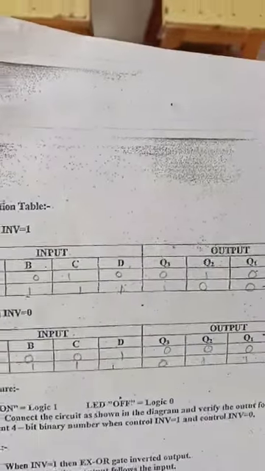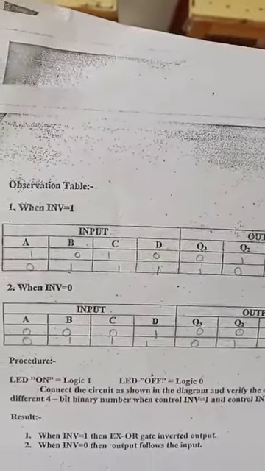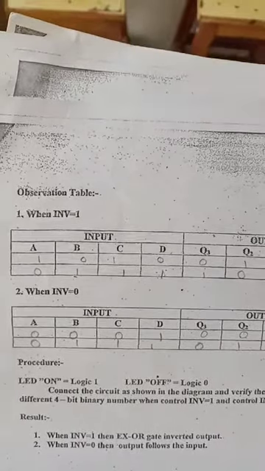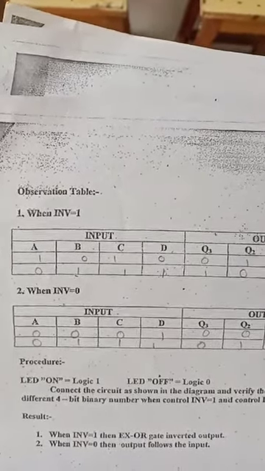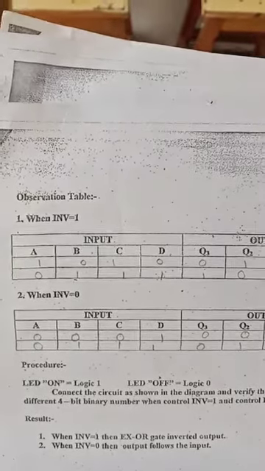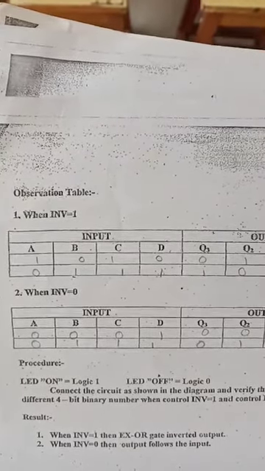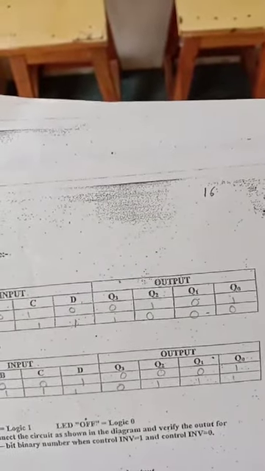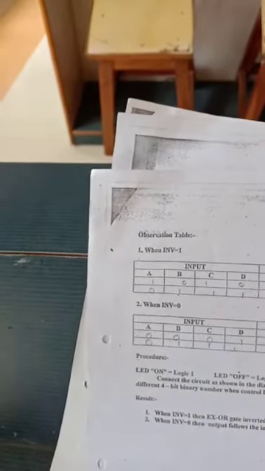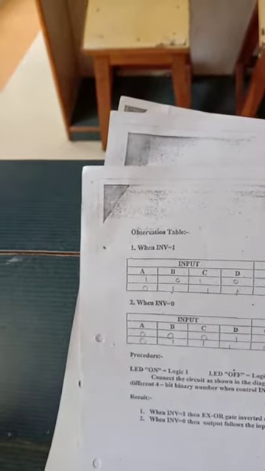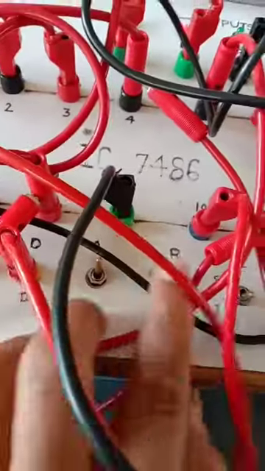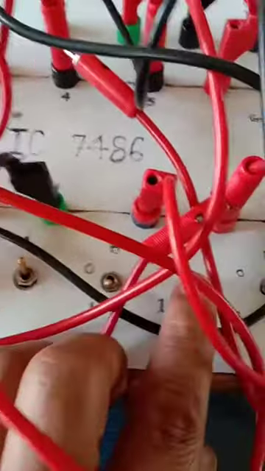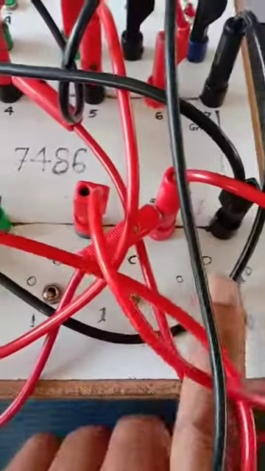Then we take another example. Here, inputs are 0 1 1 1. Then what will be the output? Output will be 1 0 0 0. See here, inputs should be 0 1 1 1.